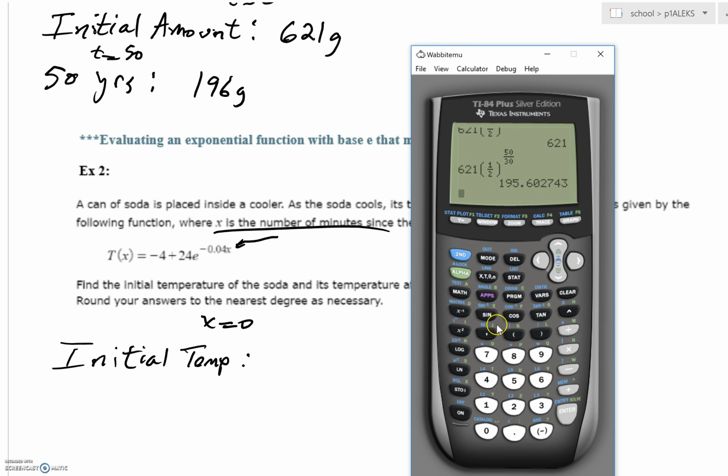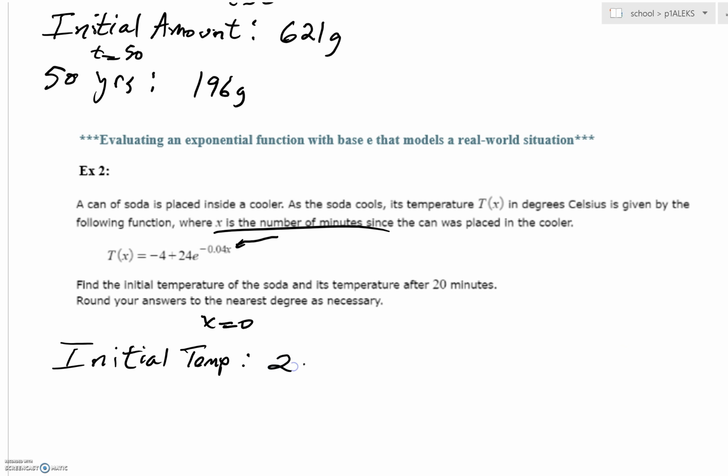So I'll get the calculator out. You can see we're using our calculator a lot today. Say -4 plus 24. Where's e? Well, it's right by the 4. Right next to it, you see this ln button, but right above it, we'll have e to a power. And we'll type in -0.04 times 0. And you can see we're going to wind up with 20. So that's going to be 20 degrees Celsius.